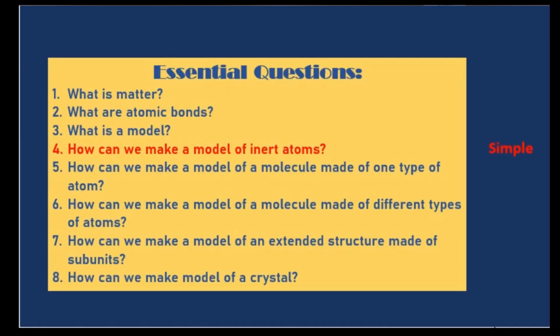We will obviously be limited to models when talking about atoms because they're way too small for us to see. So with this in mind, let's look at some atomic structures, starting with the most basic, which is an inert atom, or we might call it a noble gas. So question 4 is, how can we make a model of inert atoms? We call these inert gases or noble gases since they're all gases. An inert atom is an atom that does not bond with other atoms.